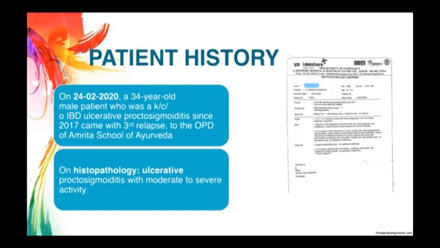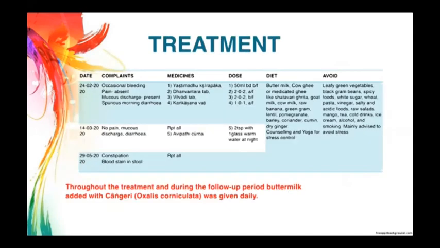Yes. Now, I would like to present a case of ulcerative colitis treated in our department. Coming to the patient history, on 24th of February 2020, a 34-year-old male patient, a known case of IBD, ulcerative proctosigmoiditis since 2017, came with a third relapse to the Shalyatantra OPD of Amrita School of Ayurveda. On histopathology, diagnosed as ulcerative proctosigmoiditis with moderate to severe activity. Next is the treatment, and the diet and regimens that we have advised are depicted in this table.